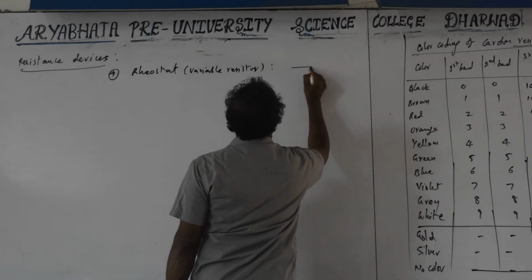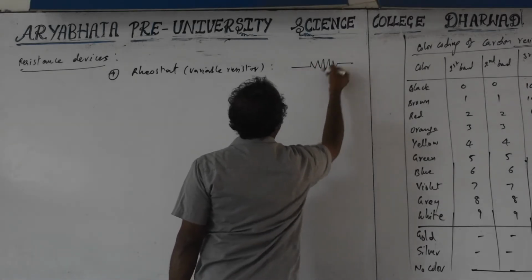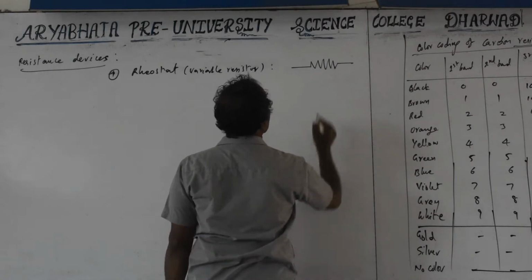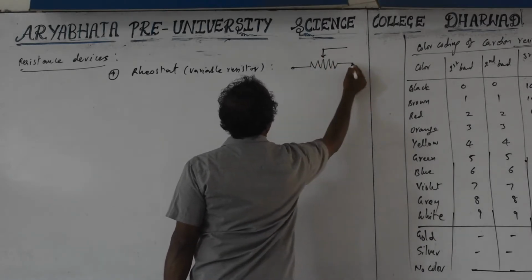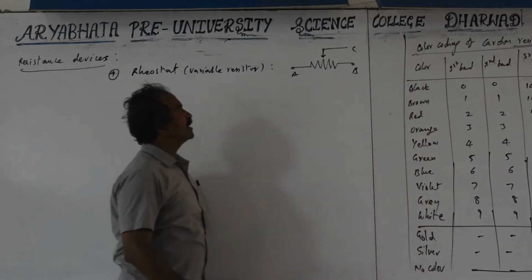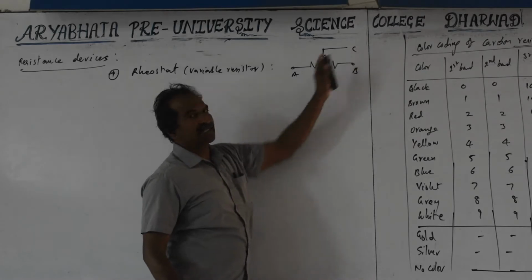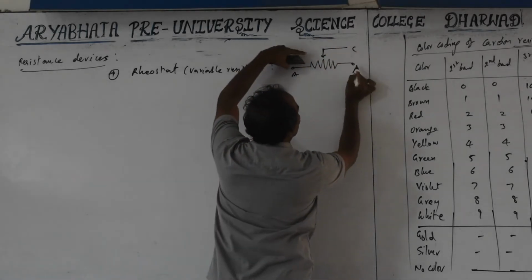The symbol for this rheostat has three terminals. This is a resistance symbol. You put a cross line across it, this is variable resistance. But here we take an arrow line, so you can take it on top or bottom. We have the three terminals A, B, C. We generally take connections between either BC or AC. If you move this, for example, I connected from B to C.